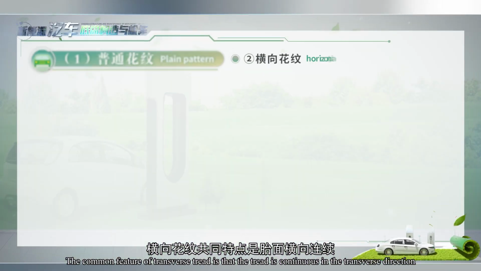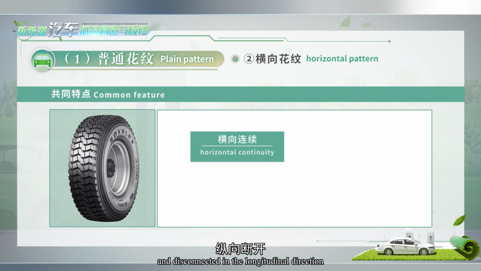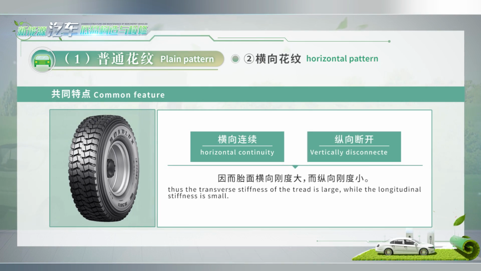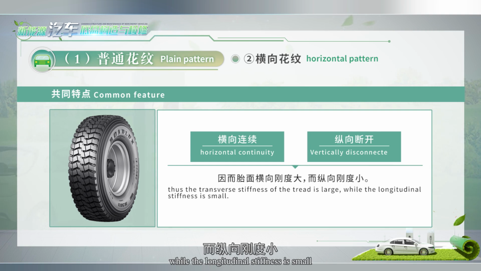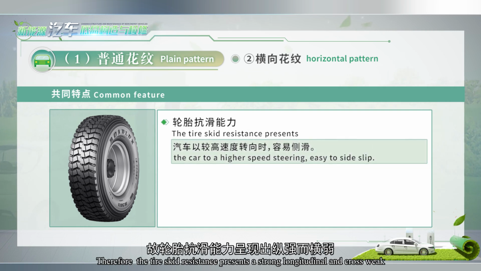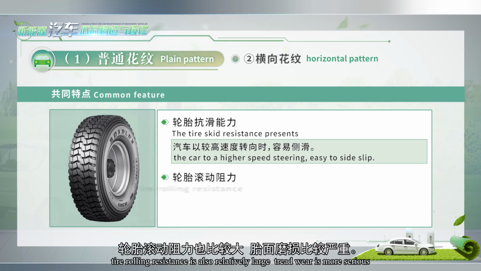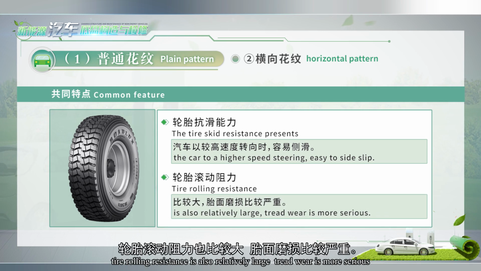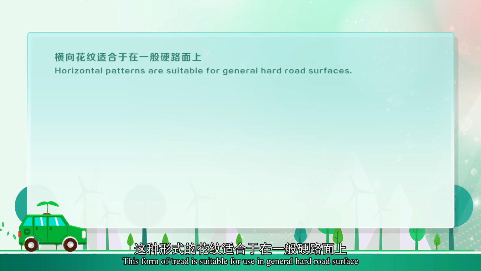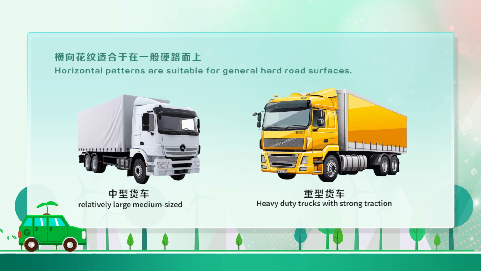Transverse pattern. The common feature of transverse tread is that the tread is continuous in the transverse direction and disconnected in the longitudinal direction. Thus the transverse stiffness of the tread is large, while the longitudinal stiffness is small. Therefore, the tire skid resistance is strong in the longitudinal direction and weak in the transverse direction. When the car steers at a higher speed, it is easy to side slip. Tire rolling resistance is also relatively large. Tread wear is more serious. This form of tread is suitable for use on general hard road surfaces. Traction is relatively large, so it suits medium-sized or heavy trucks.